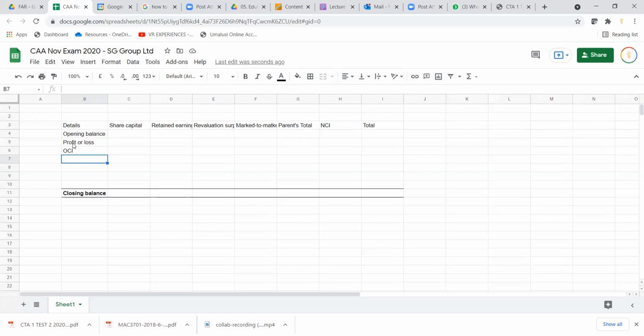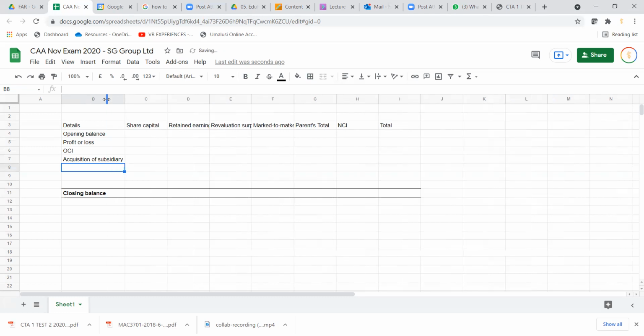What can also change is an acquisition of a subsidiary, like we had in this case. Remember, you will have an acquisition of a subsidiary if you acquired a sub in the current financial year. If you acquired a subsidiary in the current financial year, it only goes under NCI. Okay.